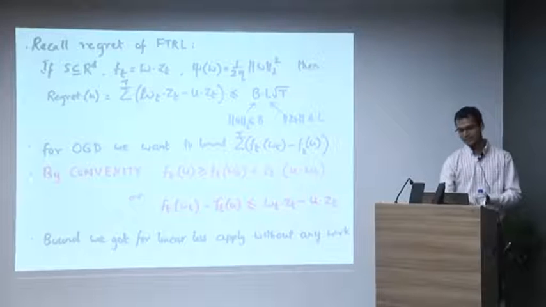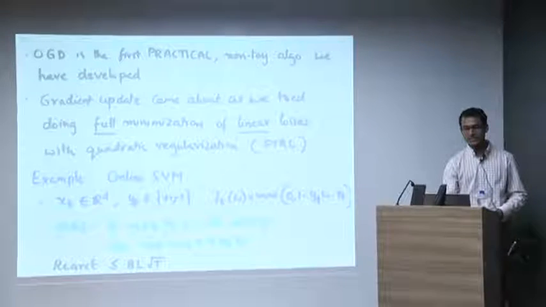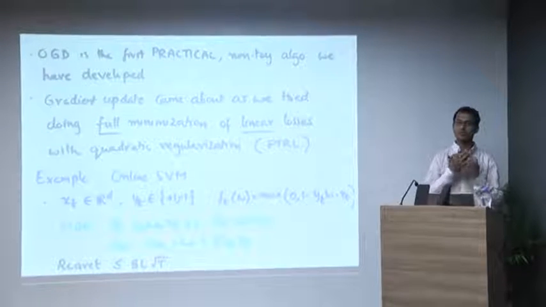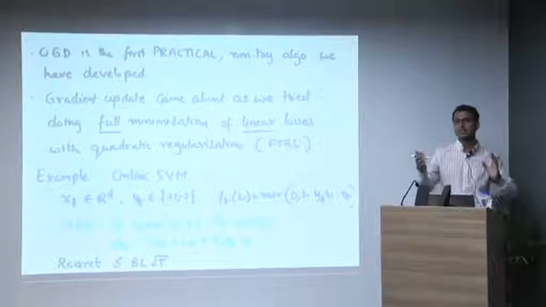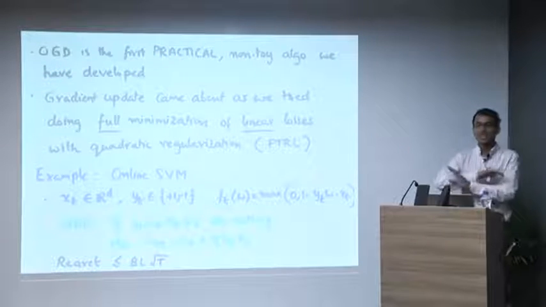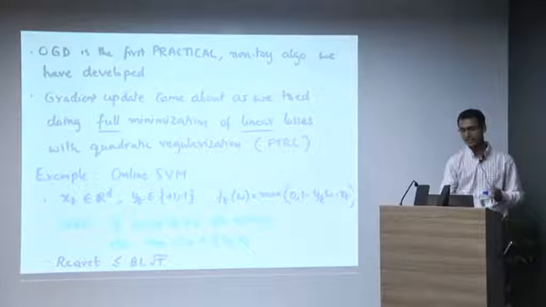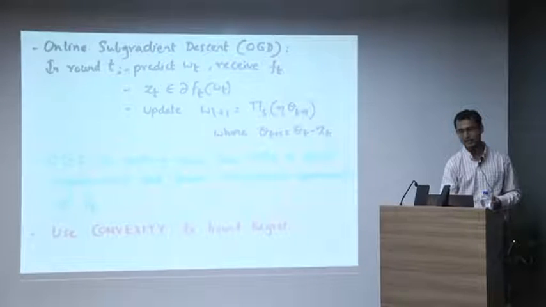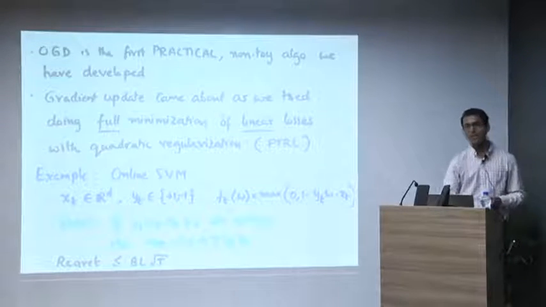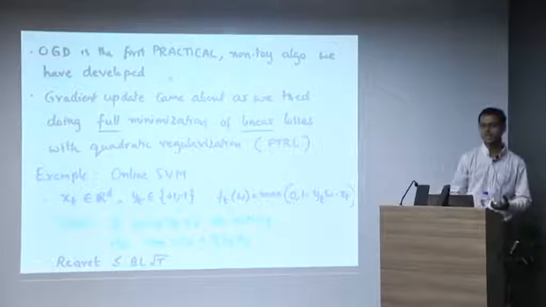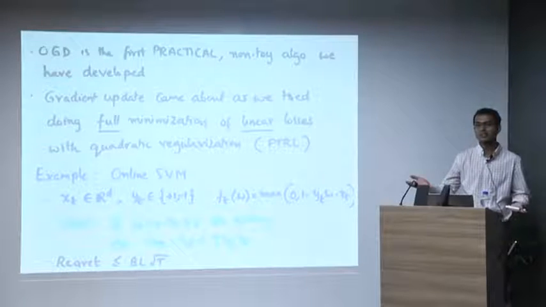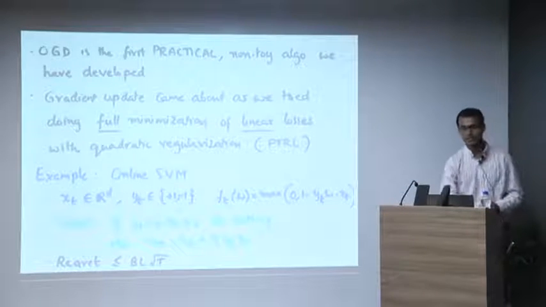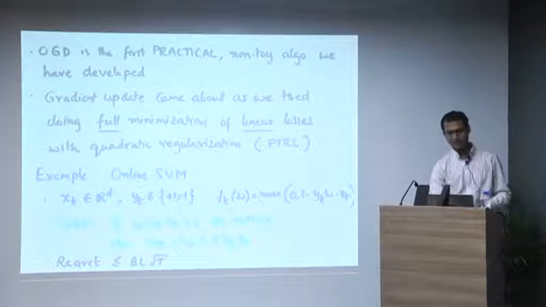There is no other proof. So OGD is the first practical non-toy algorithm we have developed. Basically OGD can work for all convex functions. It's just saying, okay, give me a convex function. I'm going to just take a linear approximation and then figure out how to suggest the next update, w_{t+1}. But the analysis for the regret of OGD just follows from FTRL, because since we are using the convexity property, the regret of FTRL is upper bounding the regret of OGD, and therefore we get a regret of essentially BL square root T.